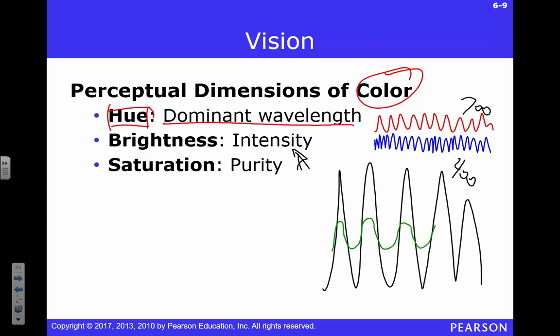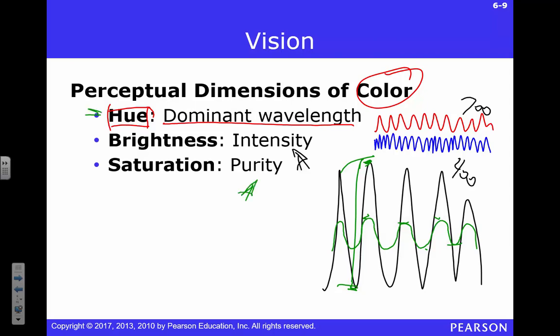Same wavelength, right? Peak to peak, trough to trough, it's the same distance from top to top. But if we're going from peak to trough, that's a much deeper, that's a higher amplitude, right? The other thing we think about is purity.